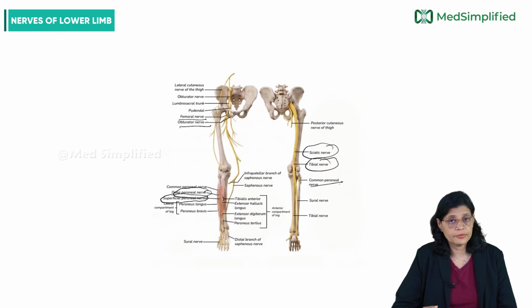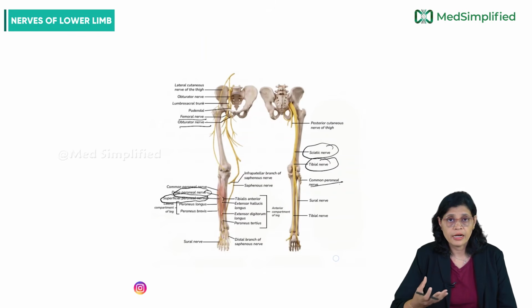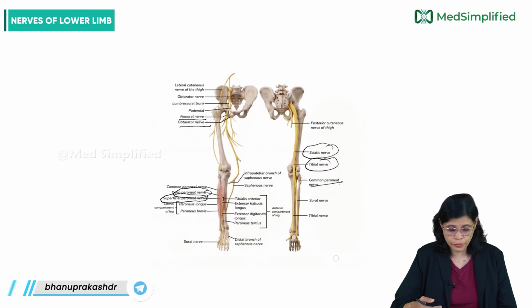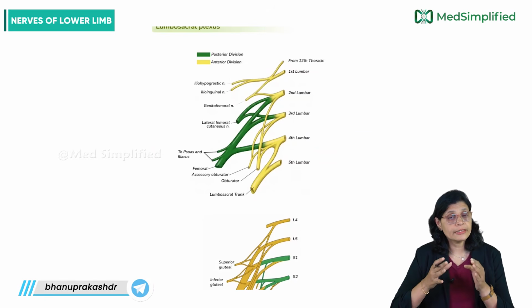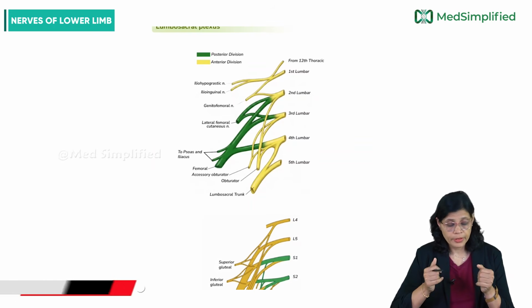In the foot, we have the deep peroneal nerve as well as the superficial peroneal nerve, which will be supplying the dorsum of the foot. And in the sole of the foot, we have the medial and lateral plantar nerves, which are the branches of the tibial nerve, and they will be supplying the sole of the foot. So let's get started with these nerves. All of these nerves are the branches of the lumbar plexus, which begins in the abdominal cavity, and the sacral plexus, which begins in the pelvis.